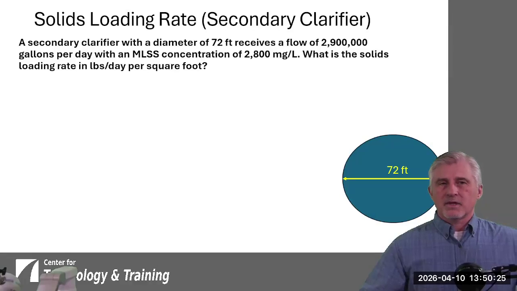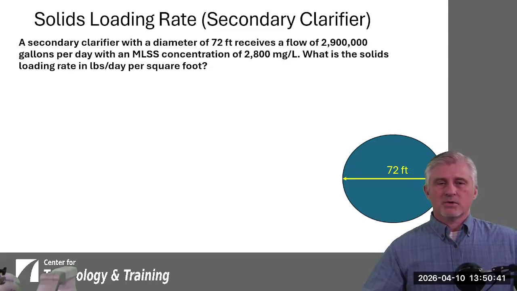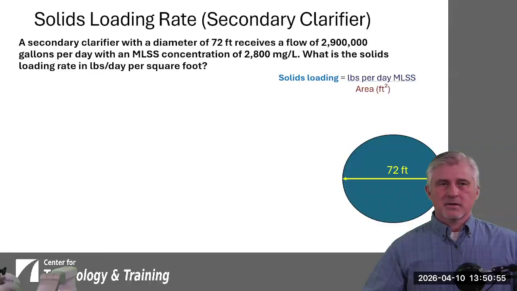We've got a secondary clarifier with a diameter of 72 feet. It receives a flow of 2.9 million gallons a day with a mixed liquor suspended solids concentration of 2,800 parts per million. What is the solids loading rate in pounds per day per square foot? So obviously we look at this, they've given us a diameter. We know we can calculate the area of our clarifier because of that. Solids loading rate is the pounds per day of mixed liquor suspended solids divided by that surface area.